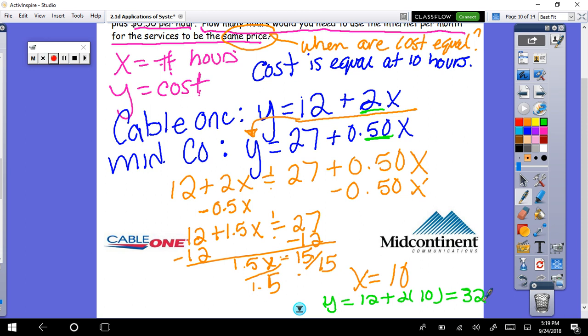Now, after 10 hours, I'd say go with Midco because it's only going to be 50 cents per hour after that. So anything less than 10 hours, Cable One's the better deal because you have that low intro fee, only that $12. So kind of deciding between the two. But it just asked me when will the cost be equal. They'll be equal at 10 hours. If it asked me what the cost was, then I'd plug it back in and get the $32. If it asked me which company I'd want after 20 hours, I'd say Midco because it would be the cheaper option.